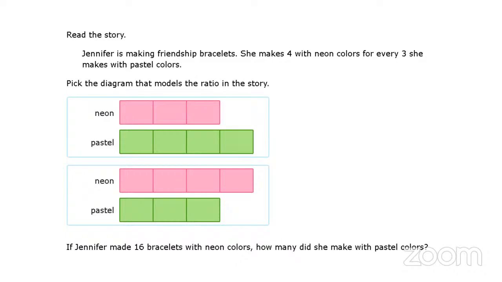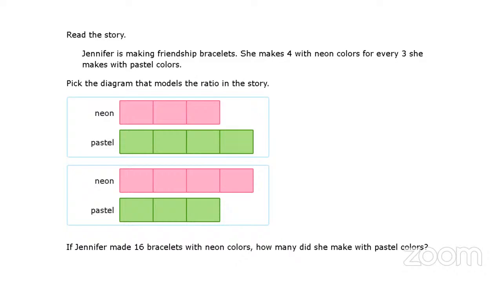How many did she make with pastel colors, if we're following through with what we have started out here with this story that was presented to us? Go ahead and present your answer as a ratio. All right, so I'm seeing ratios coming in. I'm seeing 16 to 12 from Melita. I'm seeing 4 to 3 from Vashon. 16 to 12 from Jordan, and I'm seeing a lot of 16 to 12 and 4 to 3. I'm also seeing some 3 to 4, but we're looking here at neon to pastel.